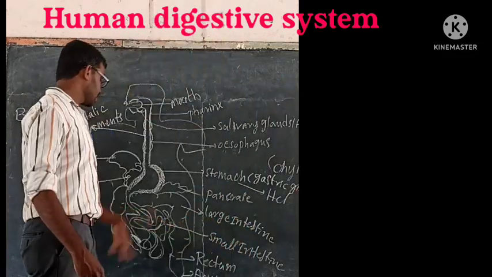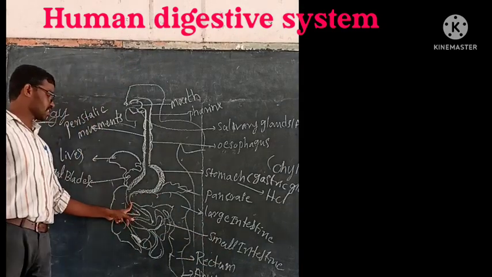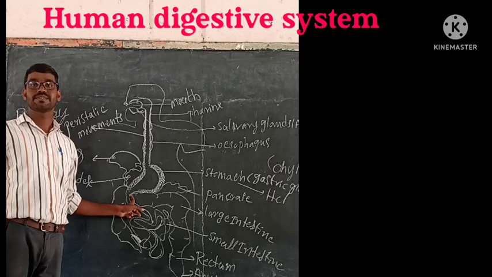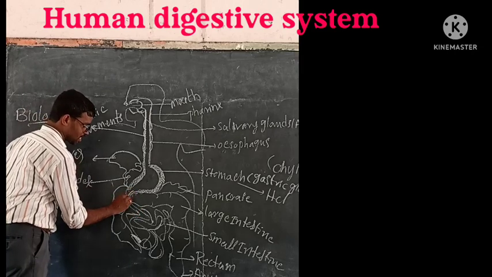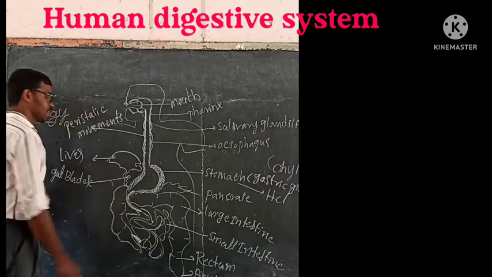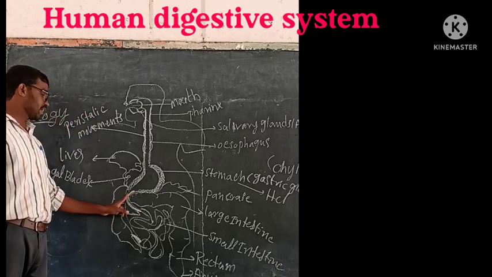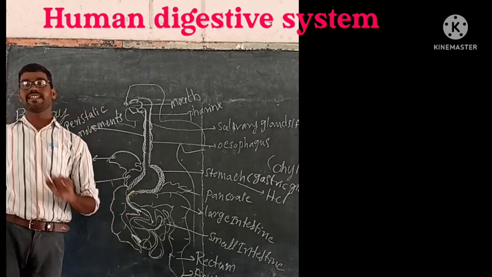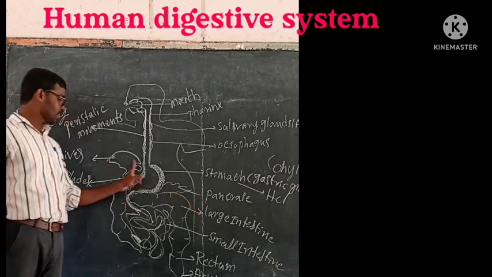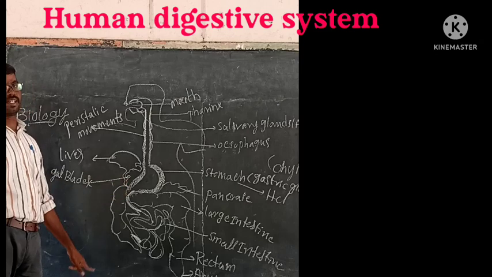Okay. Next one, small intestine. The first part we call the duodenum. Once again repeat. Duodenum. This U-shaped structure present between the small intestine and stomach is called the duodenum. Here also we can see 2 tubes attached. One comes from the pancreas, one comes from the liver.